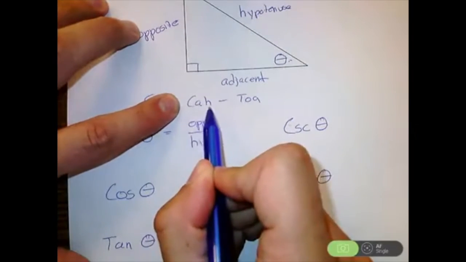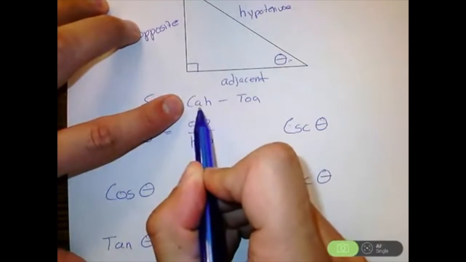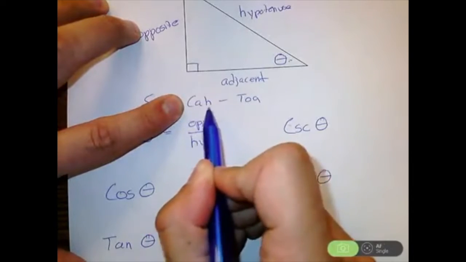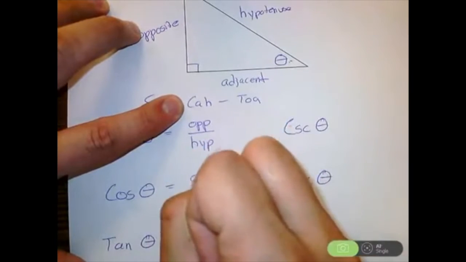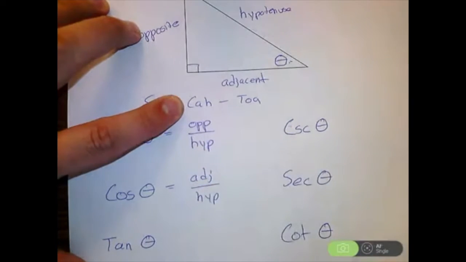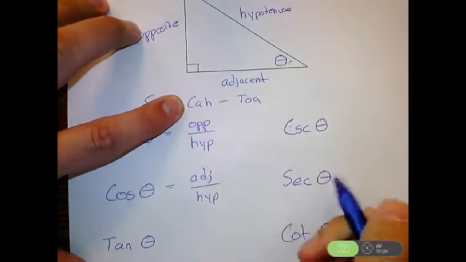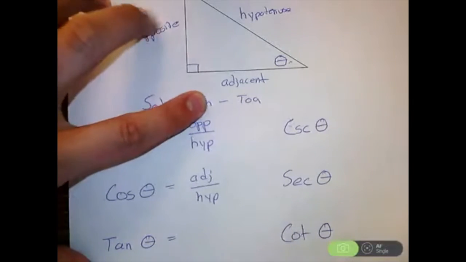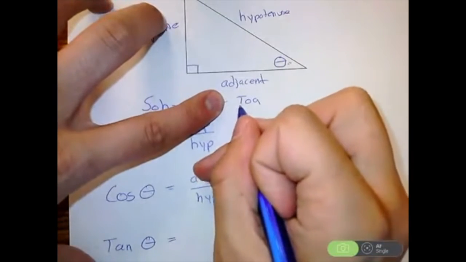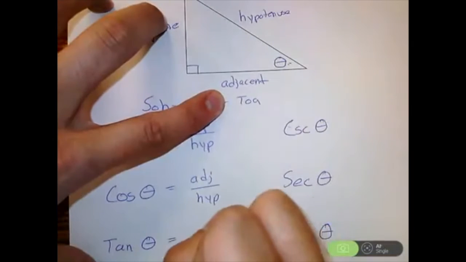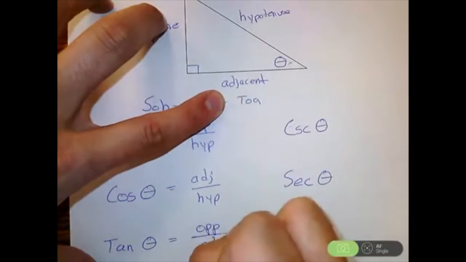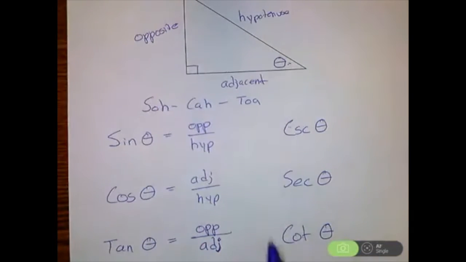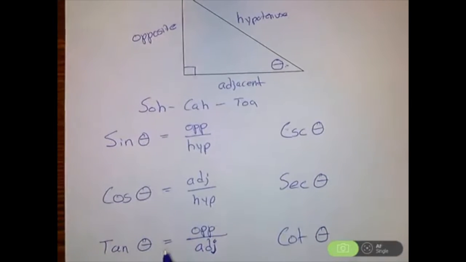Cosine is going to be CAH, so CA, and that's going to use adjacent, hence the A, and hypotenuse, which is going to be the adjacent divided by the hypotenuse, hence the A and the H. And then finally we have tangent, which is TOA. Tangent, the O is the opposite side, and the A is the adjacent side. Opposite divided by adjacent. So we have sine, cosine, and tangent.